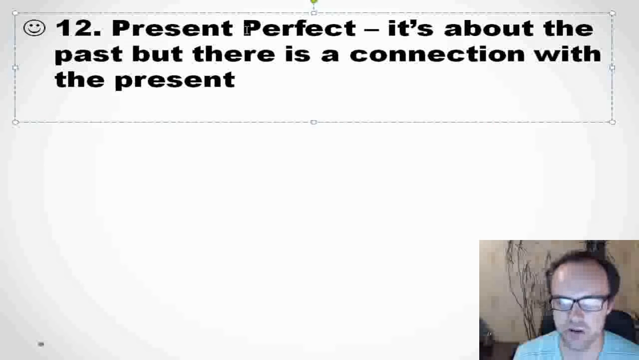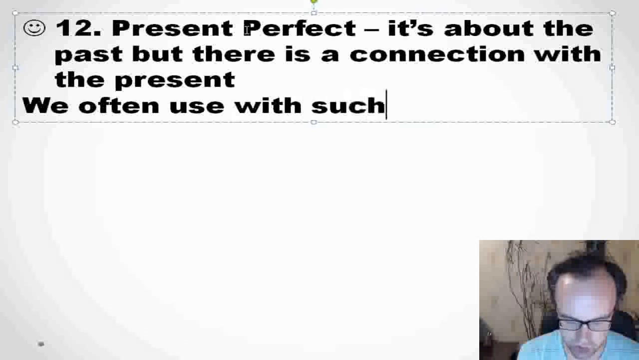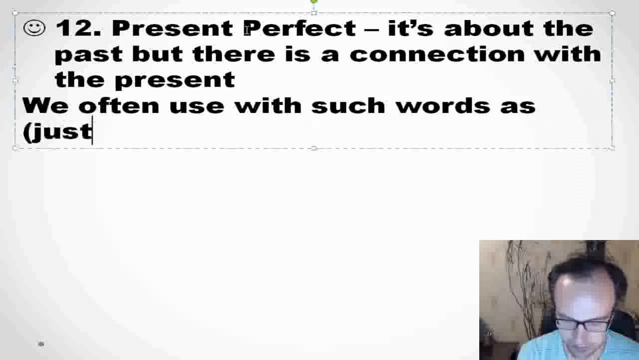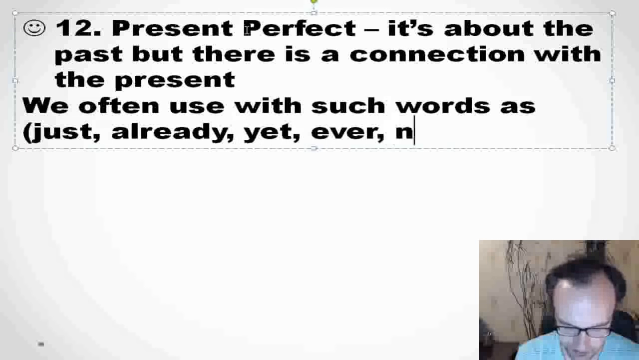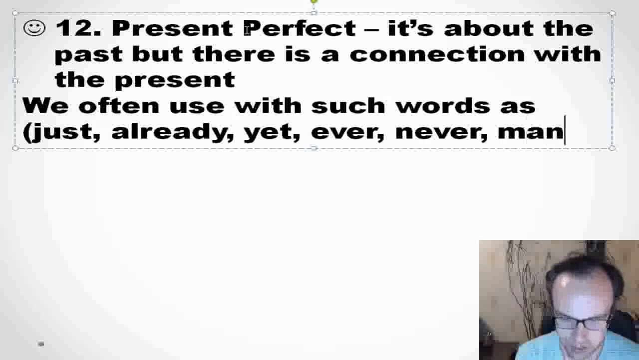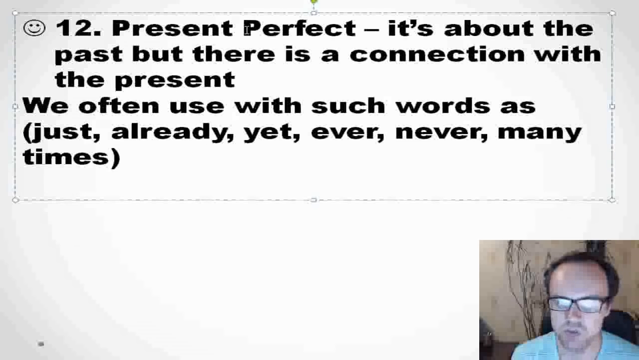Okay, good. So it's very important. There is a connection with the present, and we often use it with such words as just, next, already, yet, ever, never, many times. Okay, good. How do we form it?